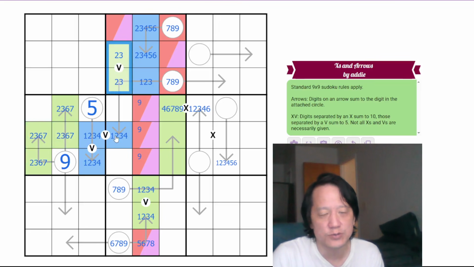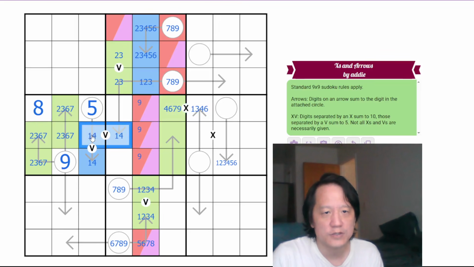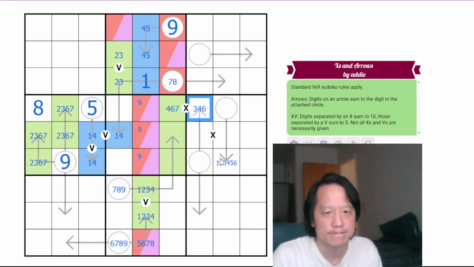So this is a 2-3 pair, which means this can't be 2-3. It's 1-4 as a pair. That leaves this as an 8. This can't be 8 and 2. This is 1-4 as a pair. Therefore, this is 1 here. This must be 4. And 4 and 5 must add up to 9. So this is 9 here. This cannot be 9 here, and there's no 9 here. So this is not 1.